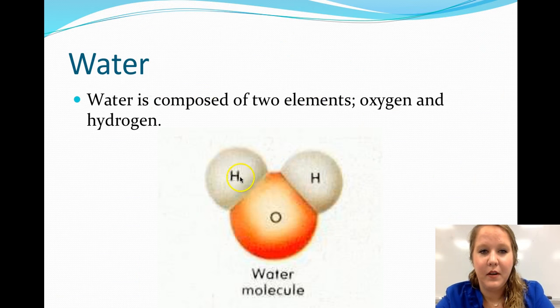So, as I said before, two hydrogen, one oxygen. You might want to draw this figure in your notes. H2O is the other name for it.